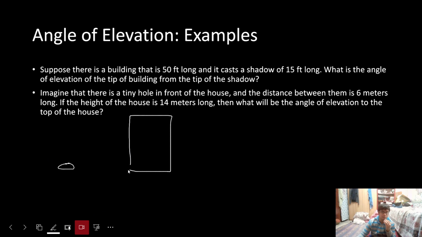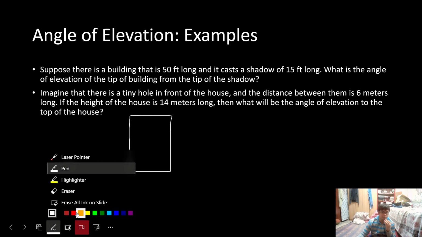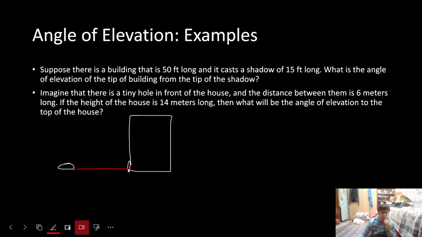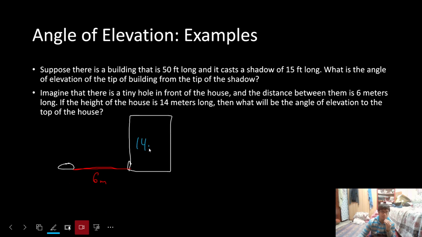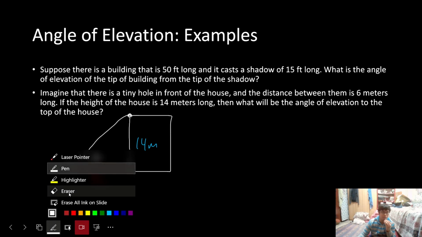There we go. So, the distance between them, horizontally speaking, is 6 meters long. And the height of the house is 14 meters long. According to this, you're going to find the angle of elevation to the top of the house. So meaning, from this point of view to the top of the house, which is here, you're going to find the angle here. Remember, angle of elevation is above the horizontal line. So which is this one.